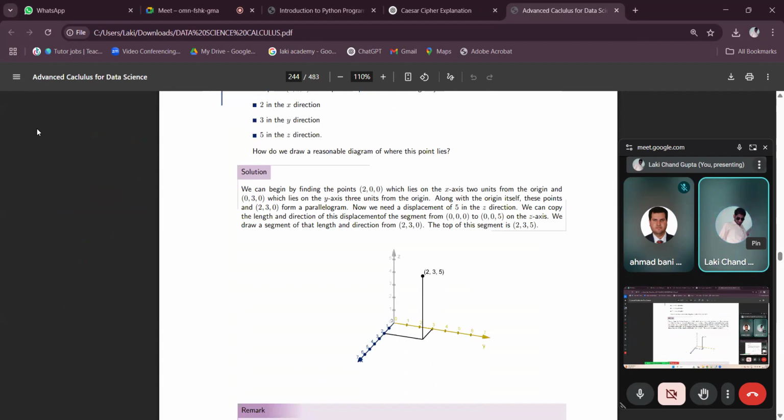Now, you can see three axes are there, and all axes are perpendicular to each other. Let's suppose a point is 1, 1, 1. It means 1 lies on the x-axis, then 1 on the y-axis, and then 1 on the z-axis. When you draw this, you will get a point in the space.